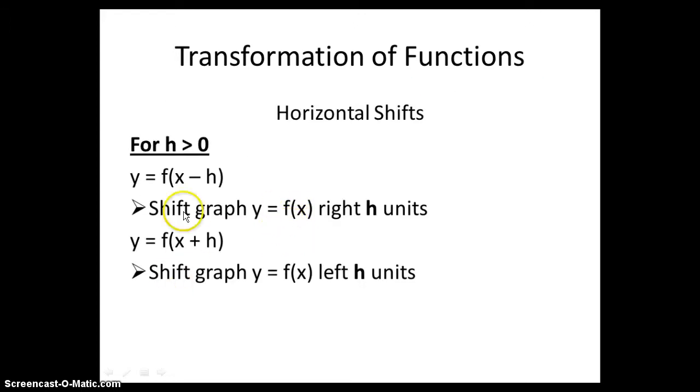All right, horizontal shifts. So this is a shift to the left or right, horizontally. So for everything h is greater than 0, you'll notice I have two different forms as well. I have y equals f of x minus h, and this is y equals f of x plus h. Now let's first look at the difference between a horizontal shift and a vertical shift.